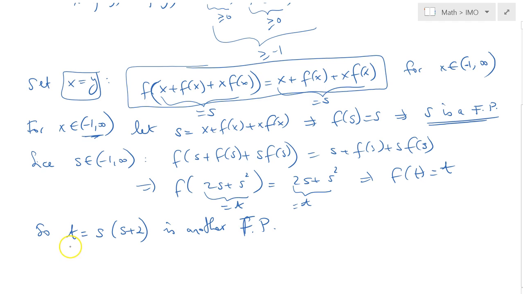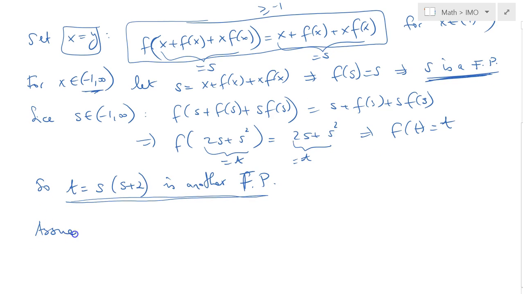But now this is troublesome, because we have found two fixed points. Let's assume for a moment that s is not equal to 0. In that case, our number t is definitely not equal to s, because s is non-zero. So t will be different from s, and they will, by the way, have the same sign as well. The sign of t will be the same as the sign of s.